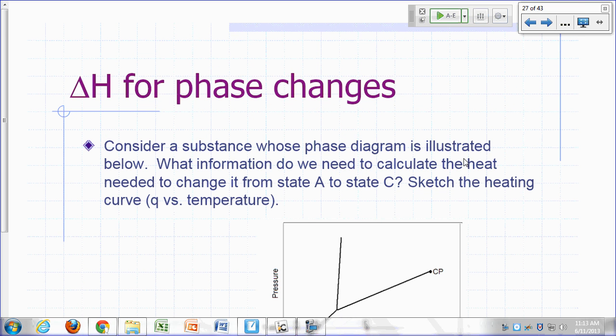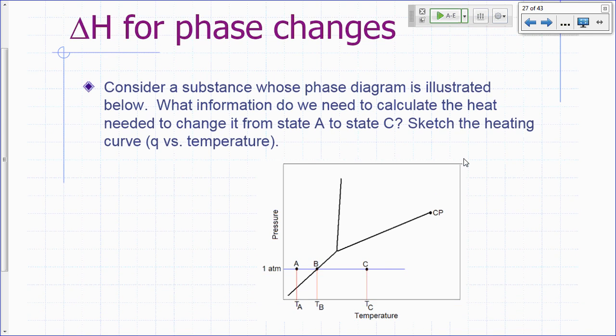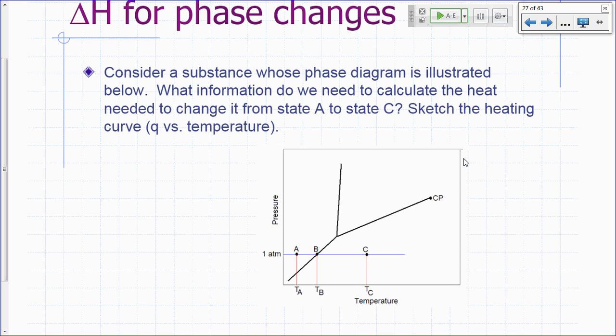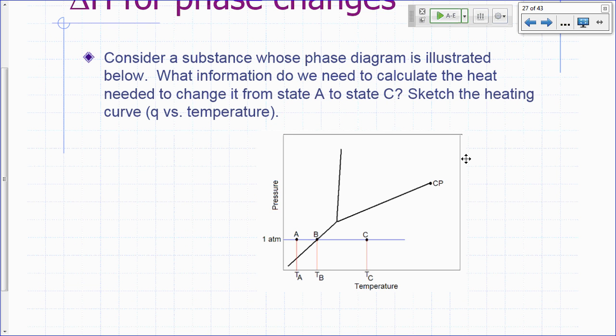Right. Let's talk about energy changes associated with phase changes based on a phase diagram. Consider the substance given here with this phase diagram. What information do you need to calculate the heat that you need to go from state A to state B, state C? What information do you need to determine how much heat it is going to take to bring it from temperature TA to temperature TB? You remember the formula?